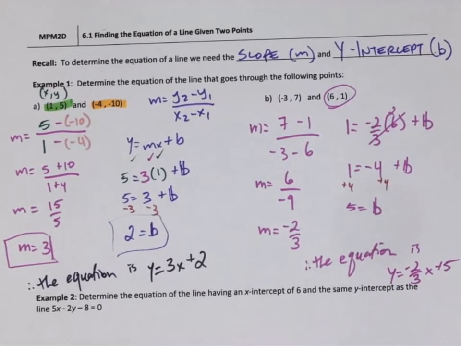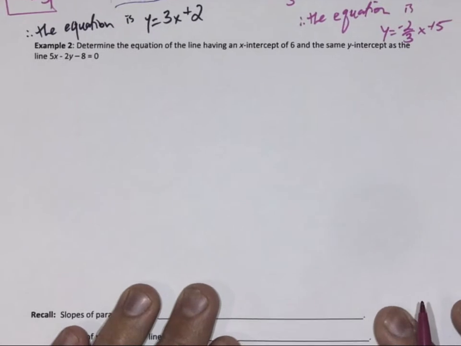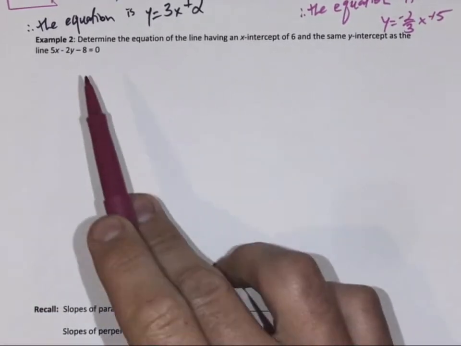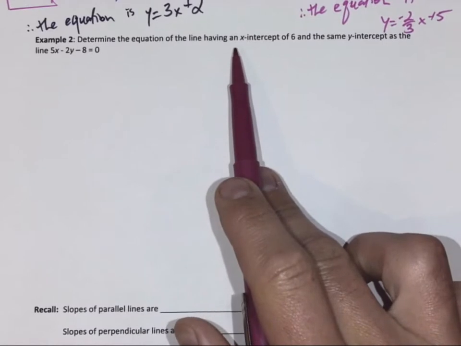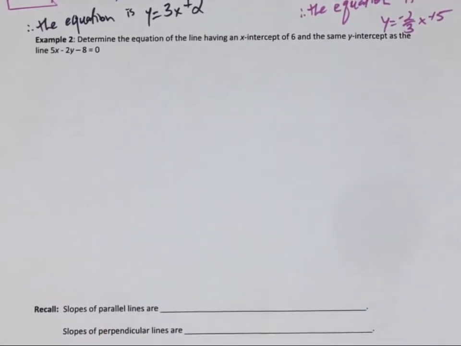Old school. Smooth. No trips, no falls, nothing that should make us stumble. We've done this before. We add another layer of complication. Determine the equation of a line having the same x-intercept of 6 and the same y-intercept as that line.